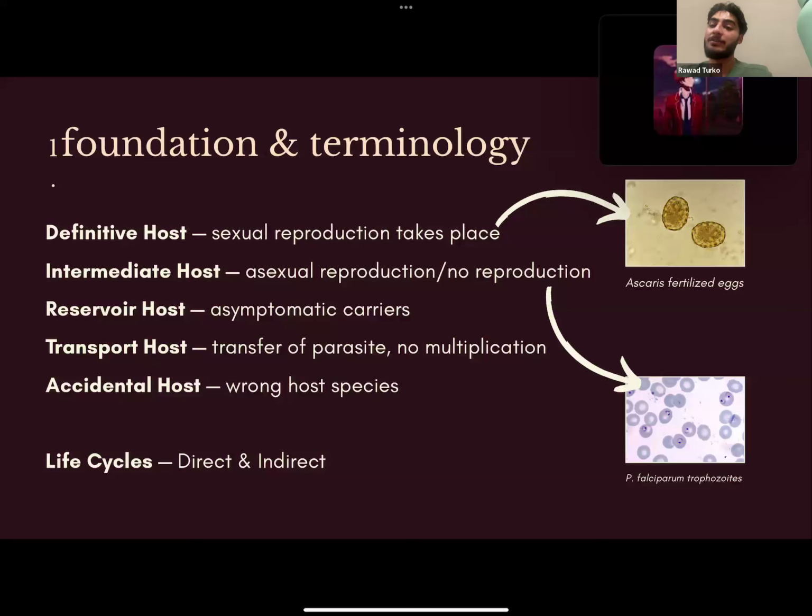Okay, now we have life cycles. So a parasite can either have a direct or an indirect life cycle. A direct life cycle is when it just uses one host. So that host would be the definitive host.